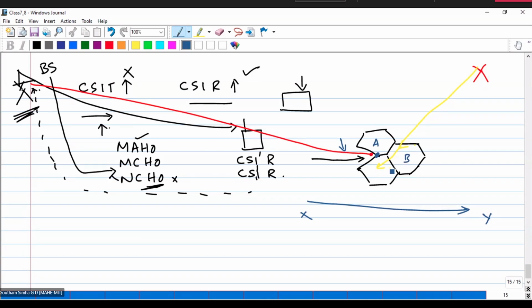Let's say this is A, this is B, and this is C. Now I have to get a handoff to this cell or to this cell or to this cell. Whichever is the strongest signal I have, my mobile will be detecting completely what is happening around me. That is my channel state information availability.